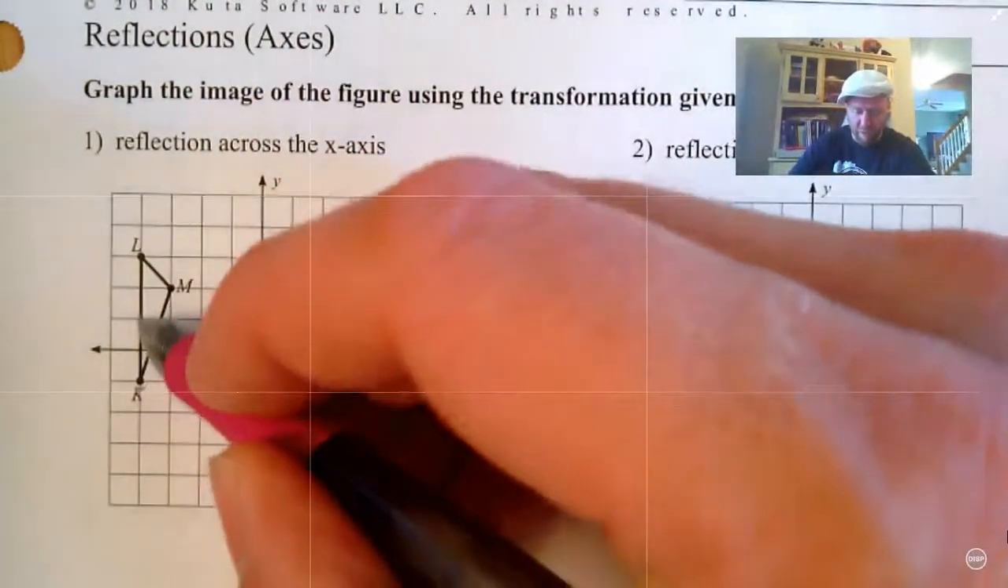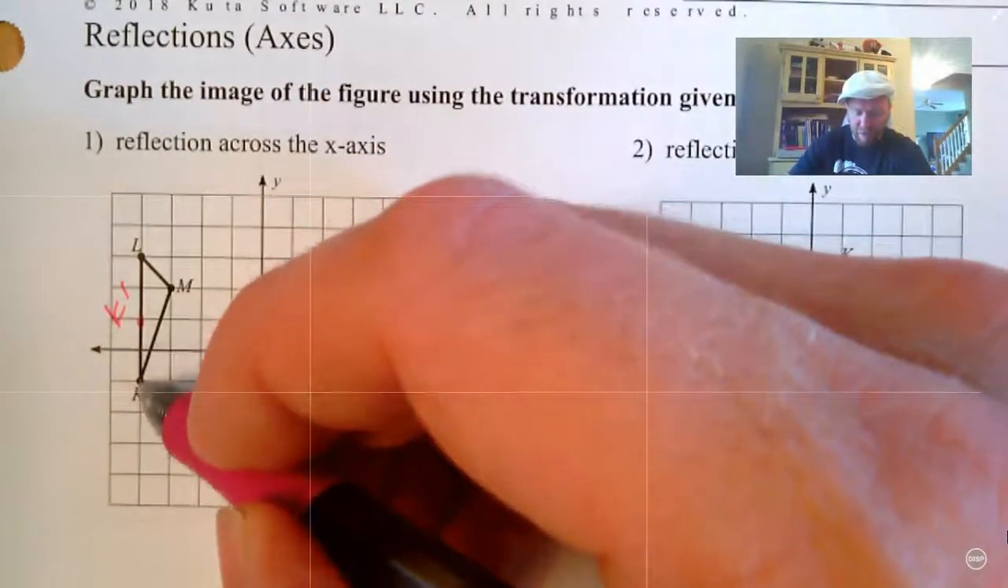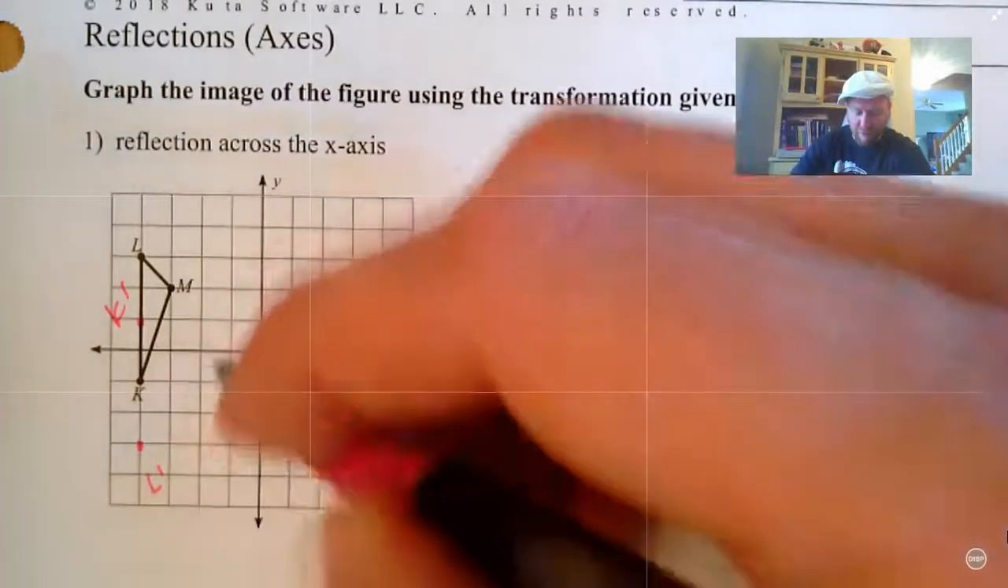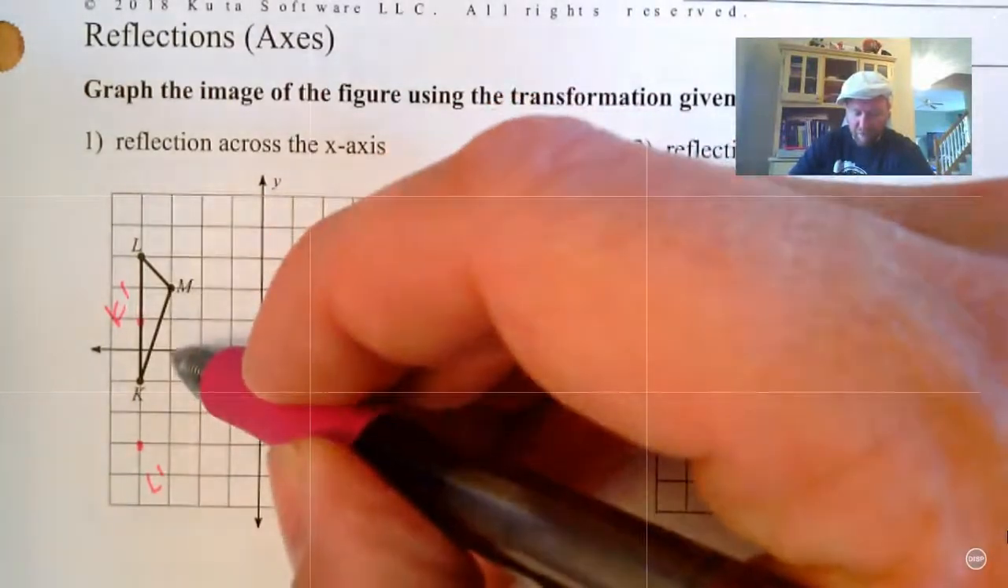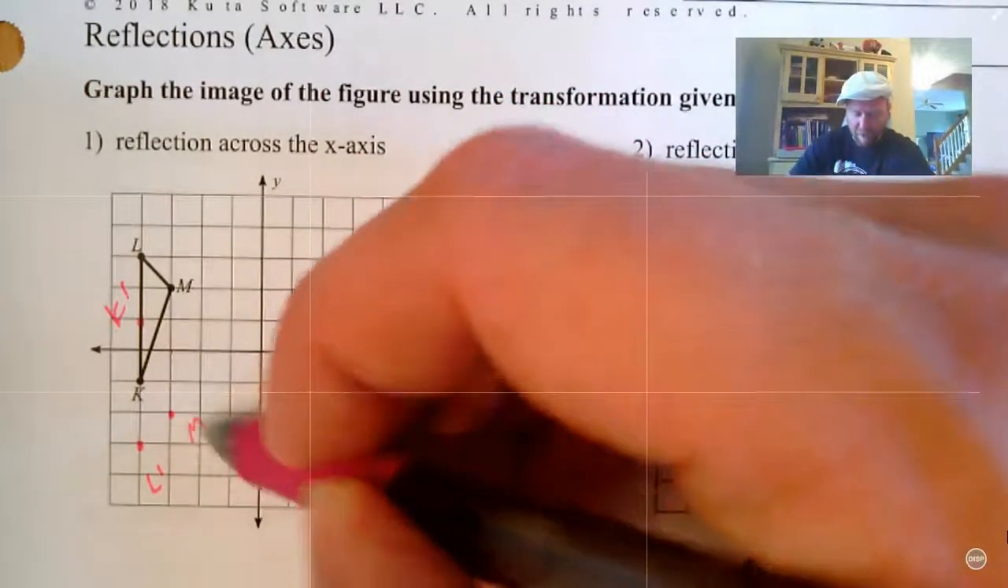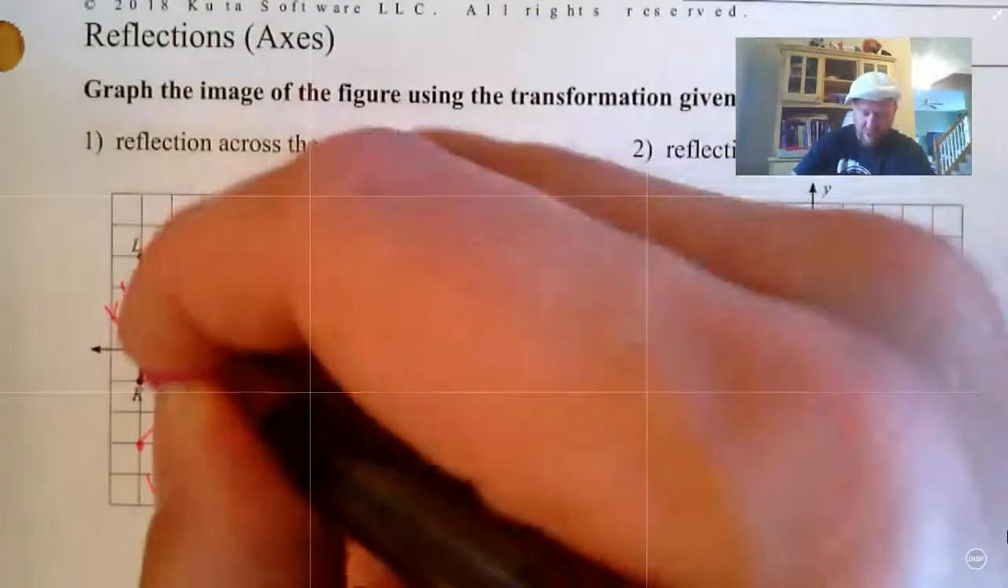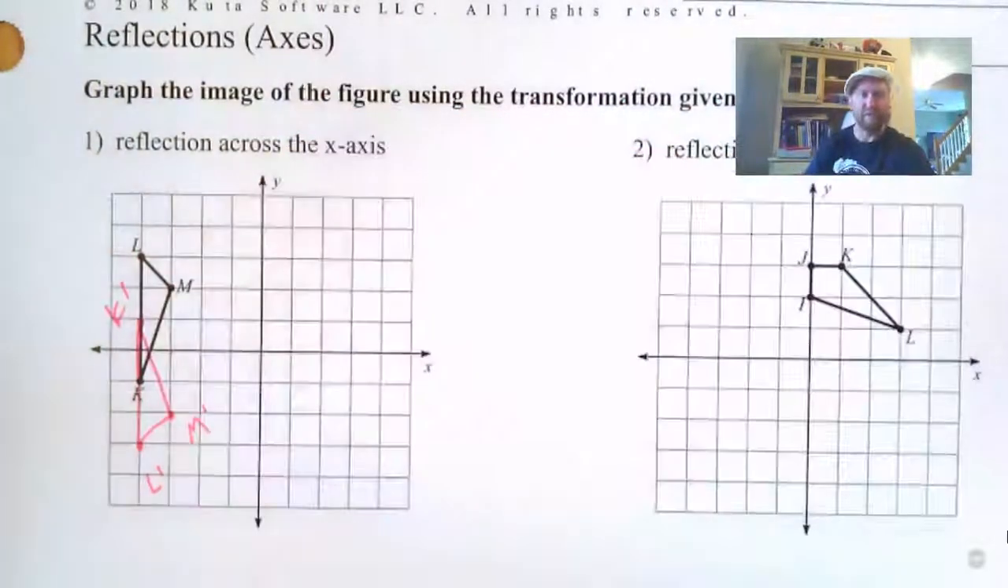For K it's 1 space, so its reflection goes on the other side. L is 3 spaces, so 1, 2, 3 spaces on the other side for its reflection. M is 2 spaces, so 2 spaces on the other side for its reflection. And then we just connect the dots.